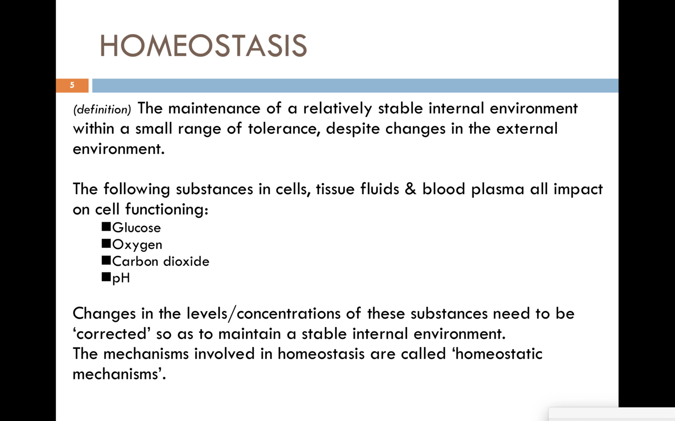So what we're aiming for when we're talking about coordination and regulation is we're talking about maintaining homeostasis. And this is really the first thing that I think we need to make sure we have perfectly written in our notes, and that is our textbook definition of homeostasis, which is the maintenance of a relatively stable internal environment of cells within a small range of tolerance in the face of changes in the external environment. So even though the external environment might be changing, we need to maintain homeostasis.